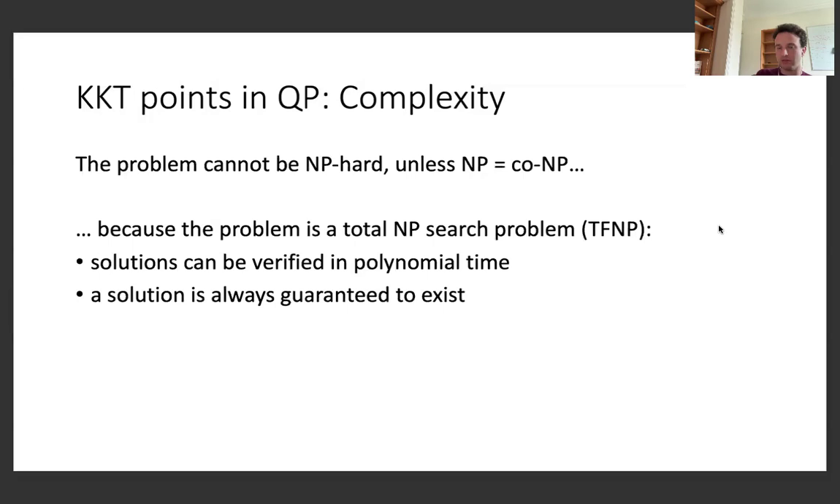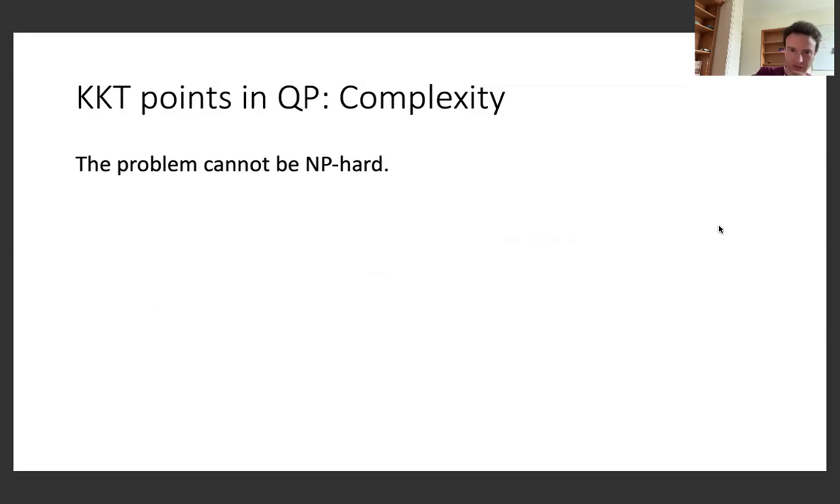These problems have two crucial properties. First of all, solutions can be verified in polynomial time. And secondly, a solution is always guaranteed to exist. And our KKT problem has both of these properties. First of all, as I mentioned earlier, we can easily verify if a point is a KKT point or not. And secondly, a KKT point is guaranteed to exist because we consider a bounded domain. So in particular, a global optimum has to exist, and a global optimum has to be a KKT point. So our problem lies in this class TFNP, and it is known for this class that the problems cannot be NP hard unless this very surprising thing holds. So NP hardness is not an option.